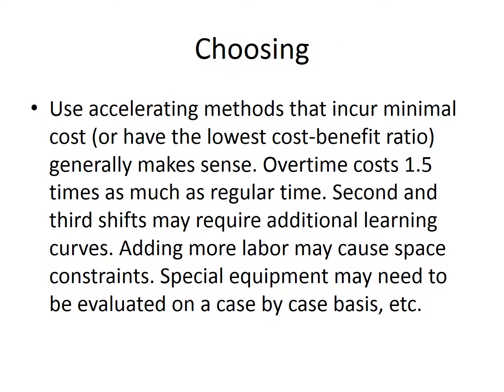How do I choose what manner of acceleration I want to use? Use accelerating methods that incur the minimal cost or have the lowest cost to benefit ratio. It generally makes sense. Overtime costs time and a half. Second and third shifts may require additional learning curves. Adding more labor causes more space constraints. Special equipment may need to be evaluated on a case-by-case basis. It might save you money, it might cost you additional money. So really, it's not as easy as saying, oh, I can shorten the schedule this way. Tell me what it costs in addition to how much time you might save.